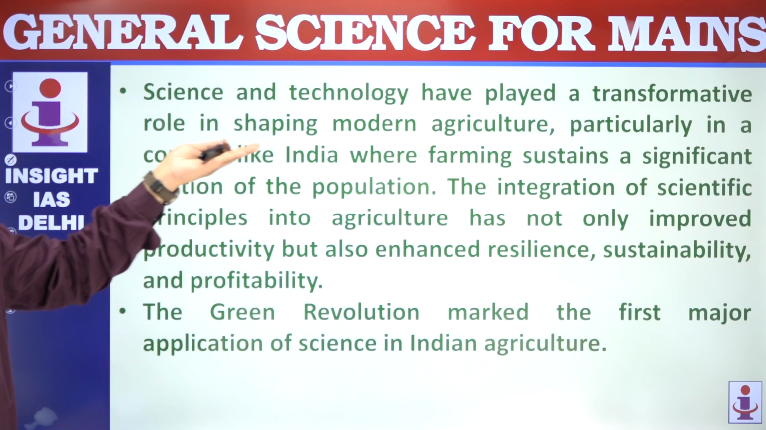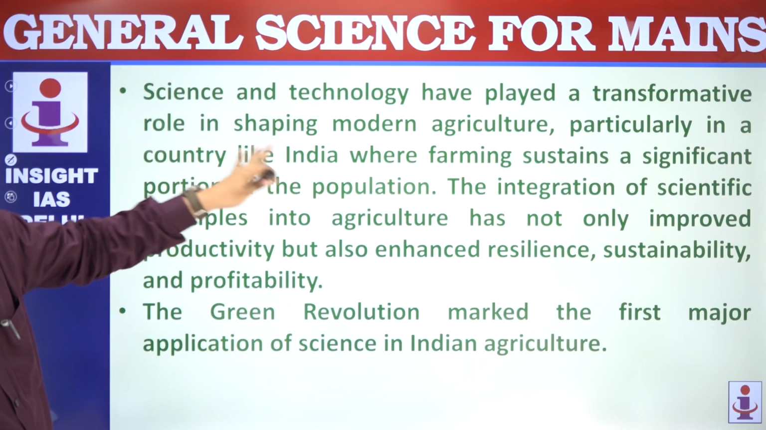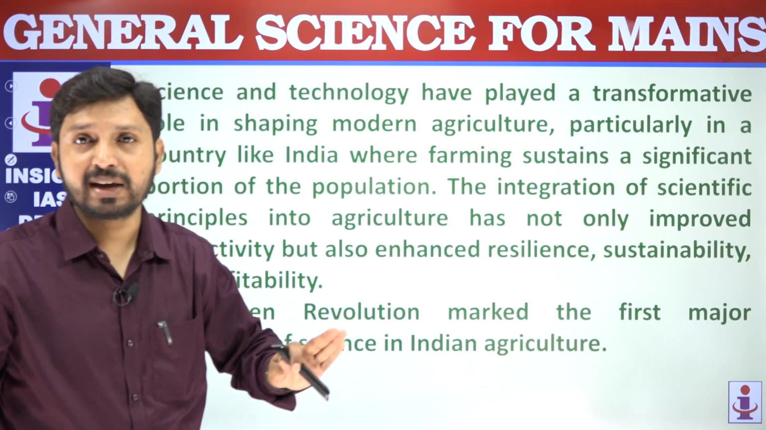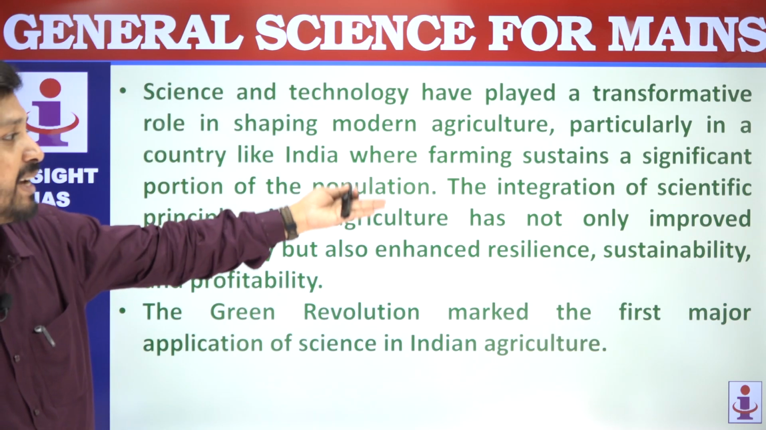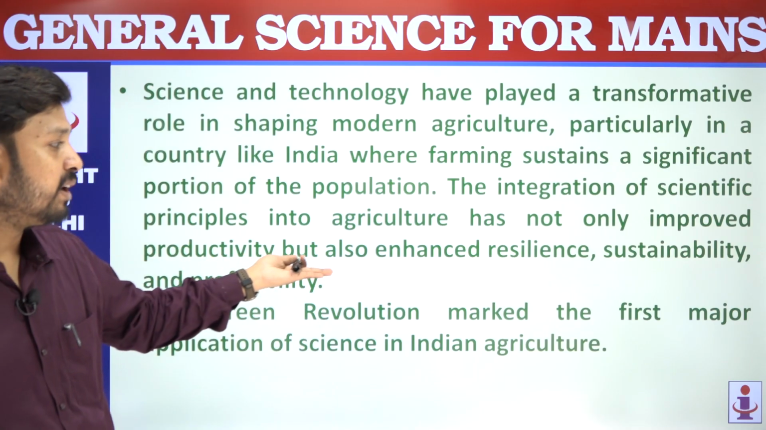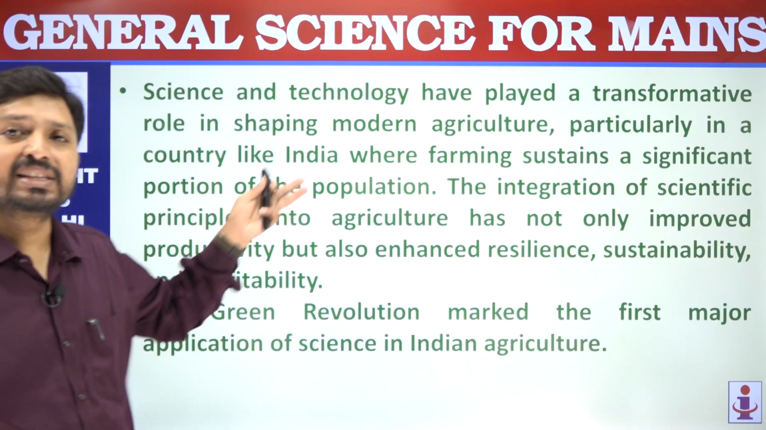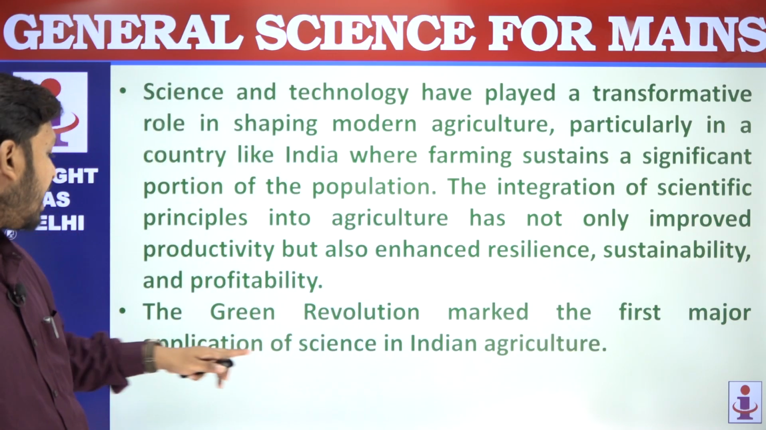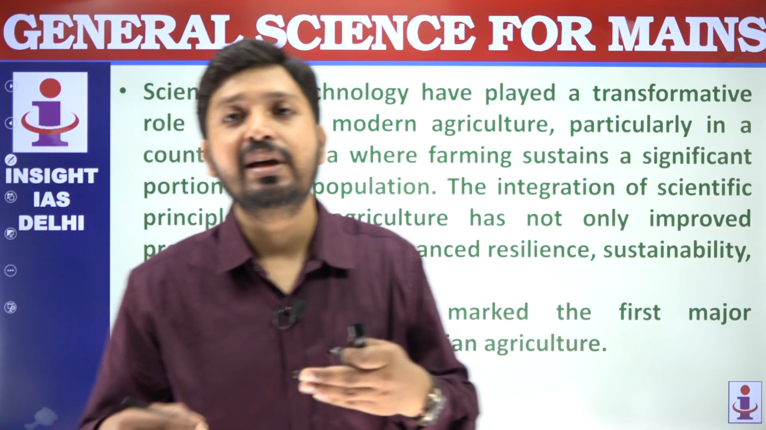So let's see, science and technology has played a transformative role in shaping modern agriculture, particularly in countries like India where most of the people are dependent on agriculture, where farming sustains a significant portion of the population. The integration of scientific principles into agriculture has not only improved productivity but also enhanced resilience, sustainability and profitability. This can be seen as a best example in the Green Revolution, which marked the first major application of science in Indian agriculture.